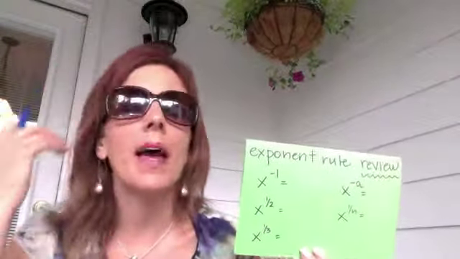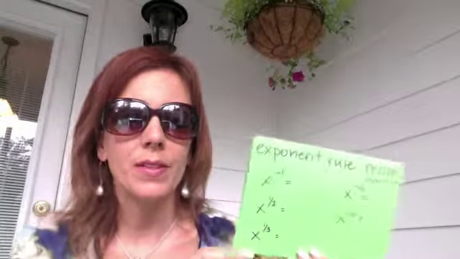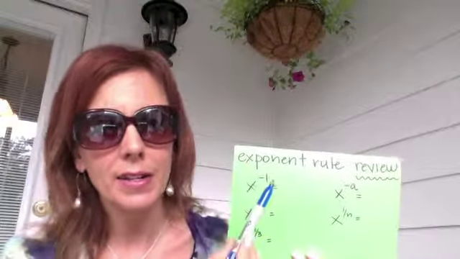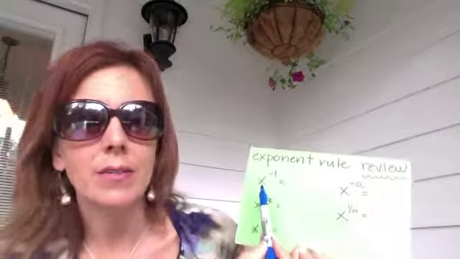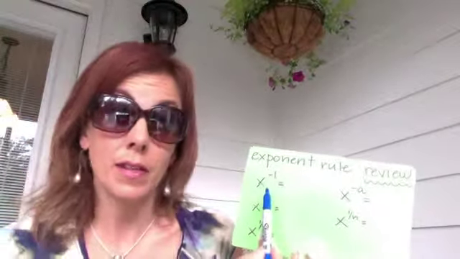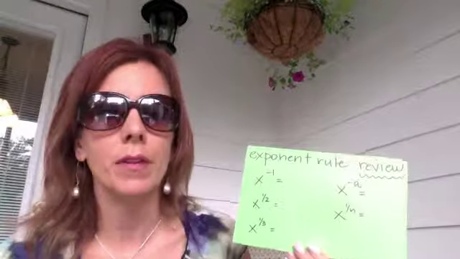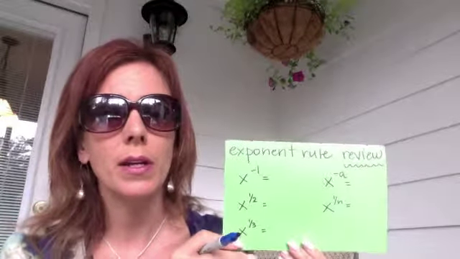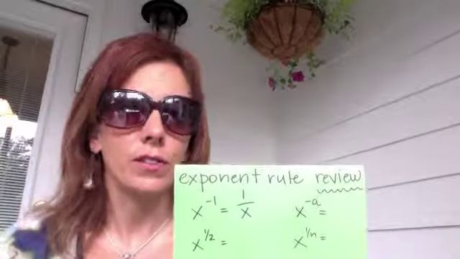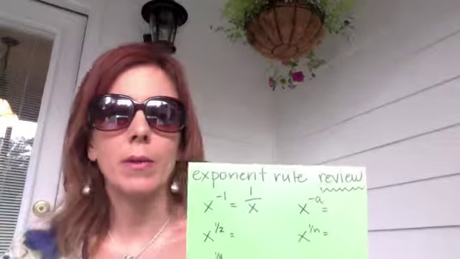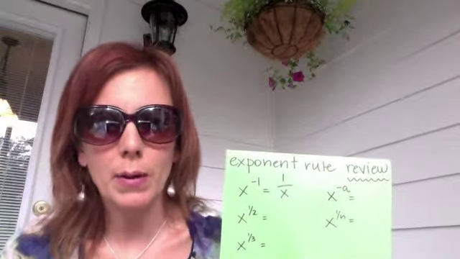So x to the -1. Whenever we have a negative exponent, remember that pulls the base down into the denominator. If it's in the denominator already, it's going to flip it up to the numerator. So if I am looking at x to the -1 power, that is the same as saying 1 over x, or 1 over x to the first. And of course, if it's the first power, we don't need to write the first power.